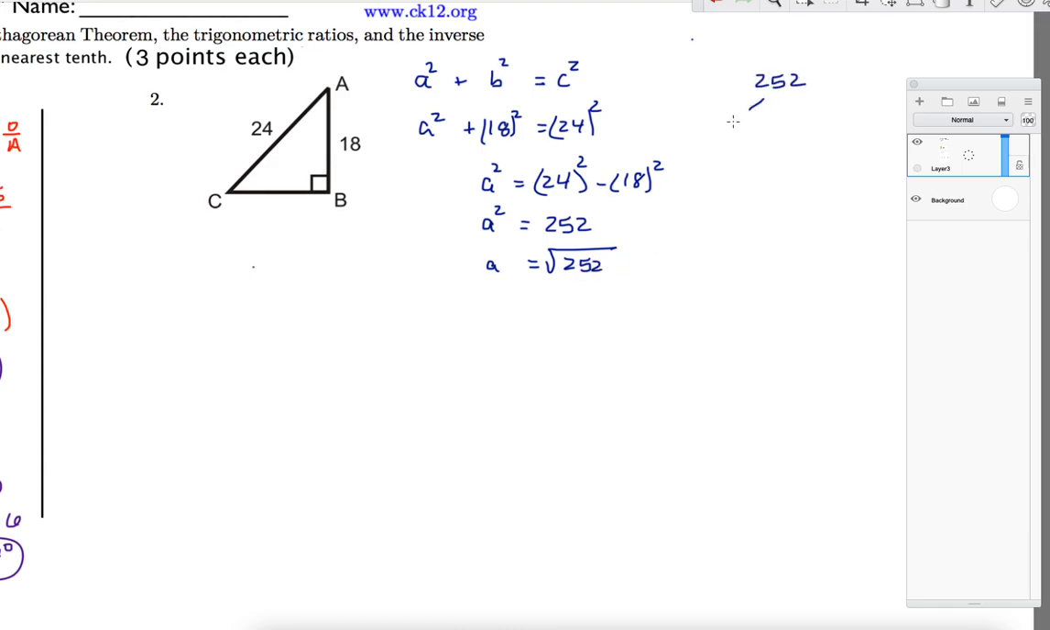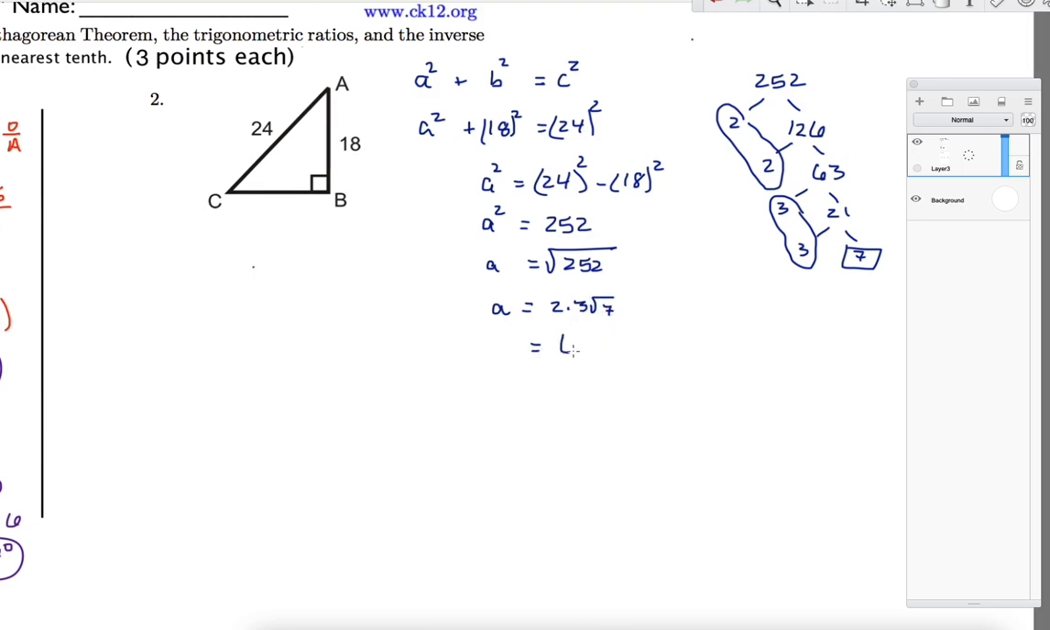and does this simplify? So let's see, 126, 63, 21, 3, and 7. That's it. I've got 2 2's. I have 2 3's. I have an odd 7. So this is going to be 2 times 3 root 7, or 6 root 7.